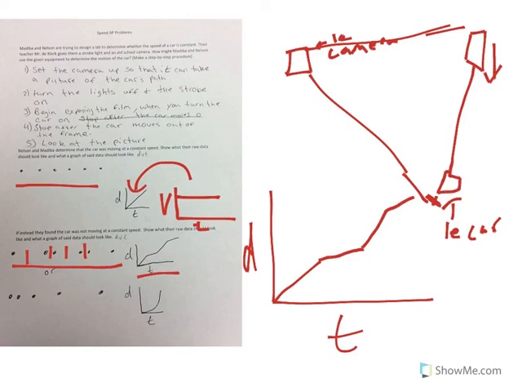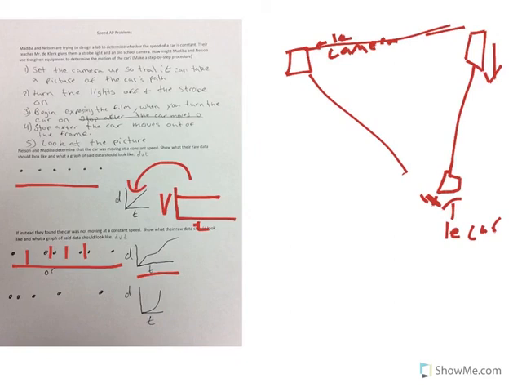Another option is to have the object accelerating. If the object's accelerating, you would see greater and greater distances showing up between those dots, and the distance versus time graph would look as shown. It would be curved. So if you're accelerating, that distance versus time graph is curved. By the way, if you were looking at the velocity versus time graph for this, it would be a straight line because the velocity is increasing over time. And so this graph is associated with this graph. Alright?